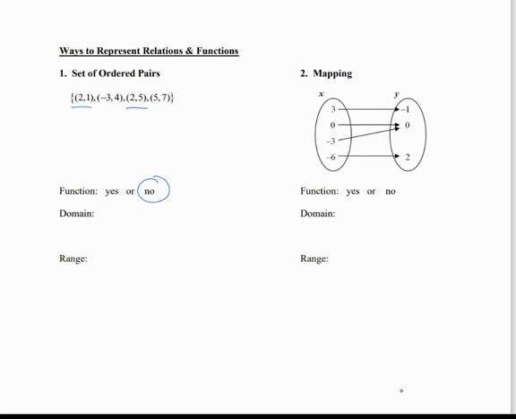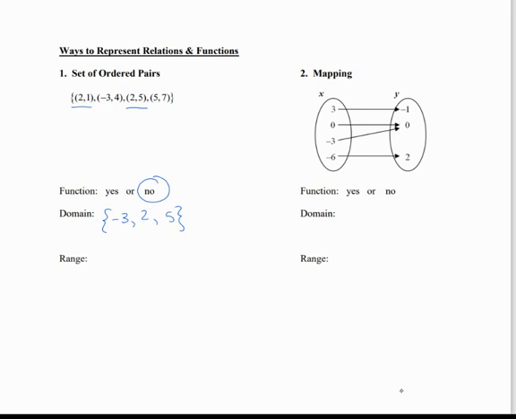What is the domain? Remember, with our ordered pairs, we can only use set notation, so we just list them. And again, we try to list them from least to greatest. Domain is our x values. So that means -3, 2, and 5. You do the range.